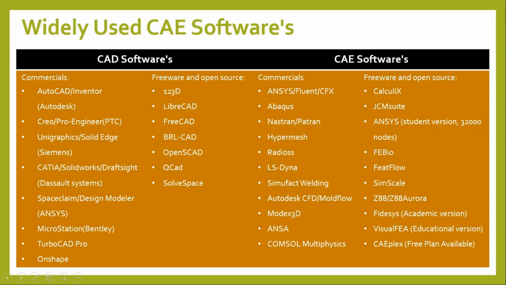There are also free or open source CAE software available. When we talk about CalculiX, Gmsh suites, ANSYS student versions are available for up to 32,000 nodes. Then FEBio, which is basically for biomedical engineering. Then FEATool Multiphysics for CFD, and SimScale. Then Z88 Aurora, then FEniCS. There is also an academic version: if students want to refer, they can use the Visual FEA educational version, and CalculiX also has a free plan available. So these are commercial as well as free software widely used in industry.